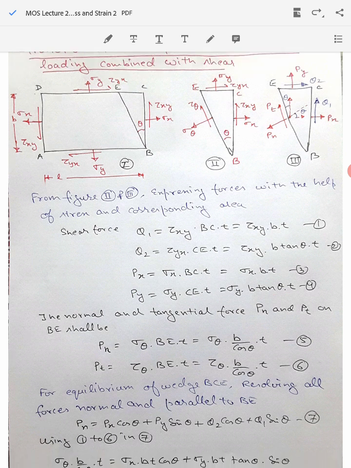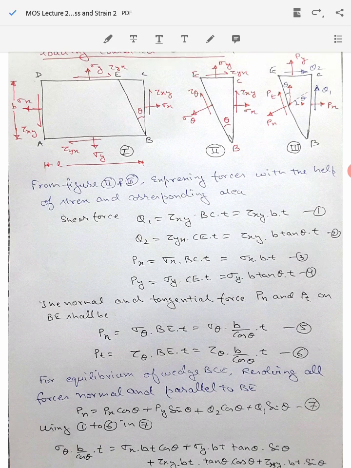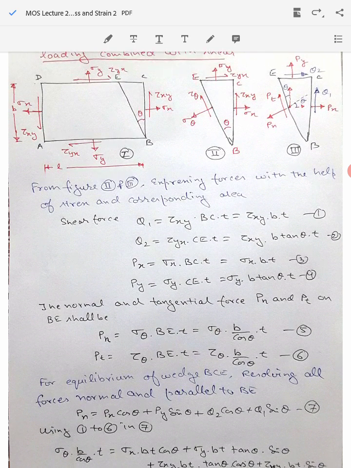Now comes the turn of the forces acting on the inclined plane. They are Pn and Pt, and let's express them in terms of their corresponding stresses sigma theta and tau theta, as they are acting on the surface BE multiplied by the depth of the section T. So we have expressed them as sigma theta times BE into T. Now this BE can also be expressed in terms of BC, because we know that BC by BE is equal to cos theta. So you can write BE as B by cos theta, into T.